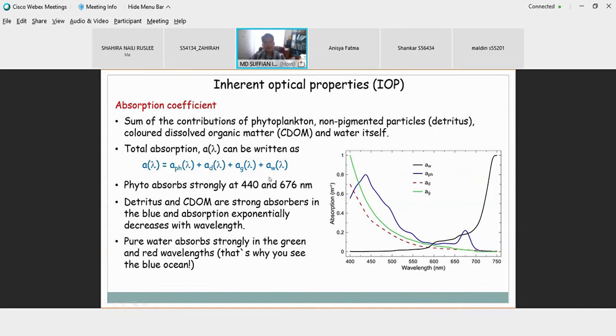So kalau kita tengok kat sini, total absorption coefficient equal absorption coefficient for phytoplankton (aph) plus absorption coefficient for detritus. Detritus ni kalau you ukur, you tak ada kerja lapangan.